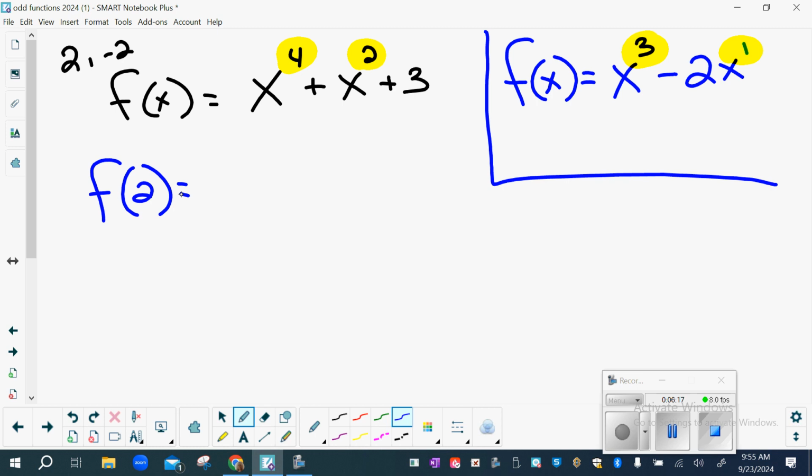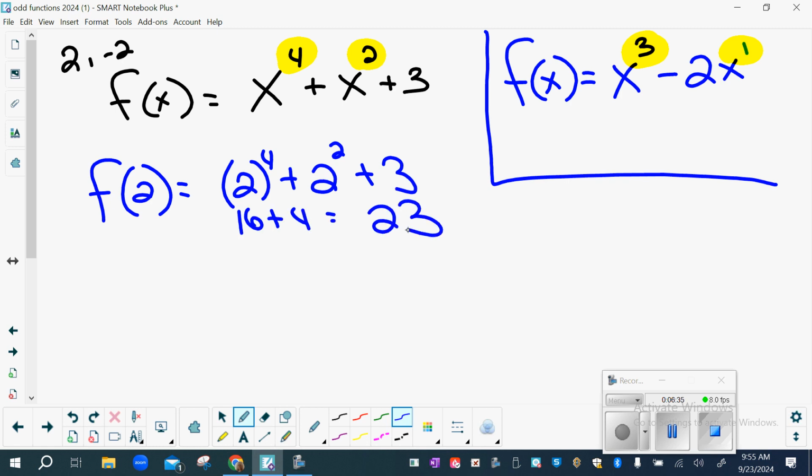We're just taking our 2, we're plugging it in. Two to the 4th plus 2 to the 2nd plus 3. I think that's 16 plus 4. Okay, 23. That's our home base.